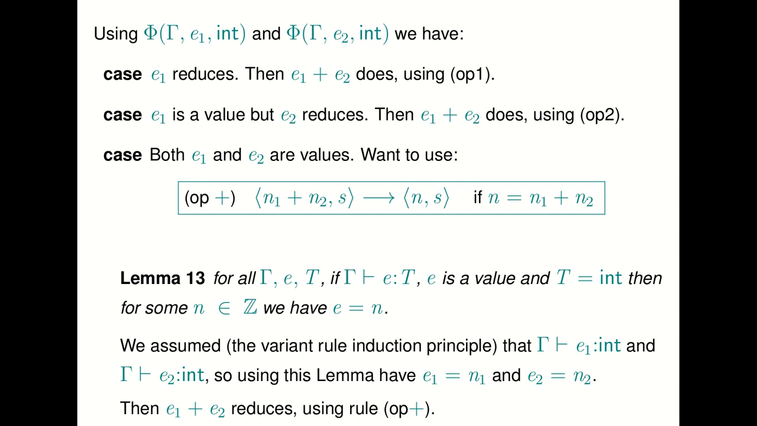And if both E1 and E2 are values, we want to use the op plus rule, but we can't yet, because all we know is that E1 and E2 are values of type int. And so now we can turn to this lemma, which says that if you have a value of type int, then it has to be a numeral. So we have these typing derivations by our rule induction principle. And so now what we get is that E1 is some natural number N1, and E2 is some other natural number N2. Because addition is a total function, we know there is some sum of these two numbers, and we can get the reduction using the op plus rule. Okay, and so all the other cases of this proof are in the notes.